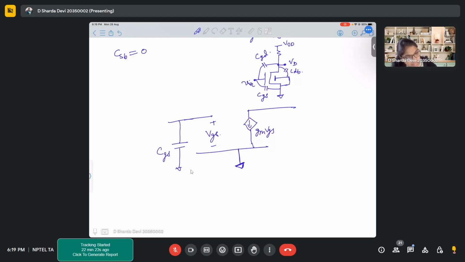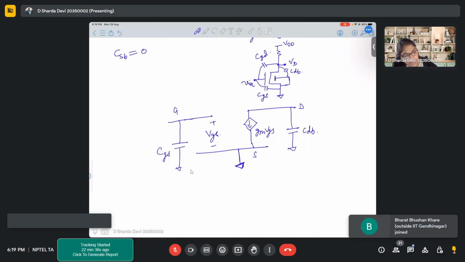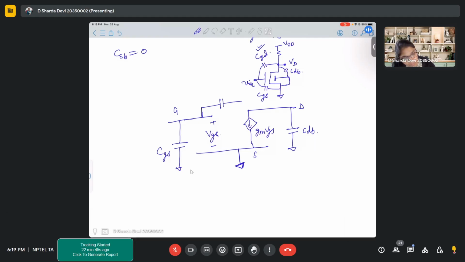Similarly, there is a capacitor from drain to body, ultimately drain to source. This capacitor is also grounded, so CDB. Now there is another capacitance, which is CGD. It is a capacitance which comes between your input and output terminal. This CGD capacitance is actually shared between your input and output terminal.